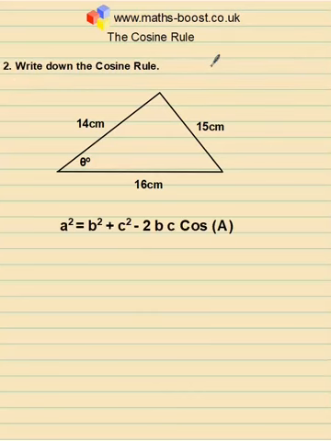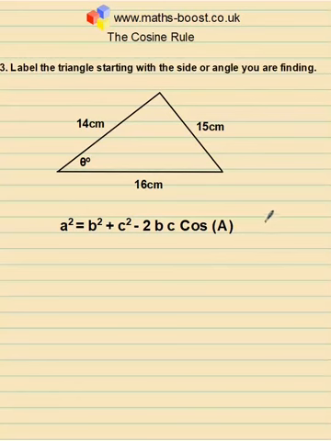Having decided it's the cosine rule, write down the formula for the cosine rule. Step 3. Label the triangle, and remember you always start with the side or angle you're asked to find. Lengths are lowercase and angles are uppercase, and in this case we've been asked to find an angle, so we'll start labeling here, and so this is going to be uppercase A.